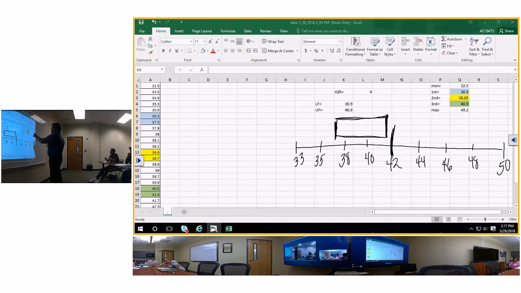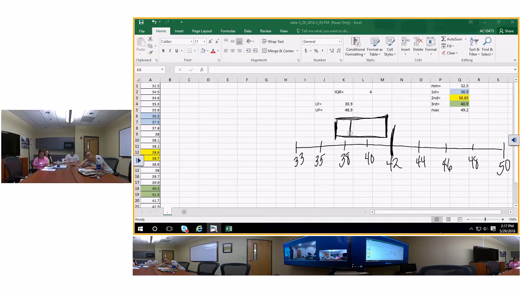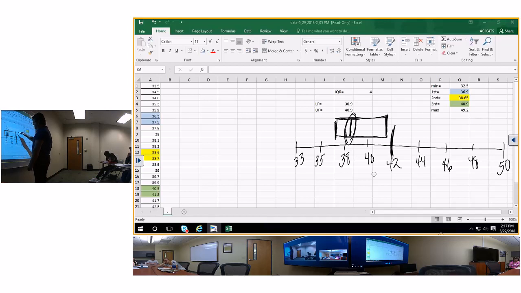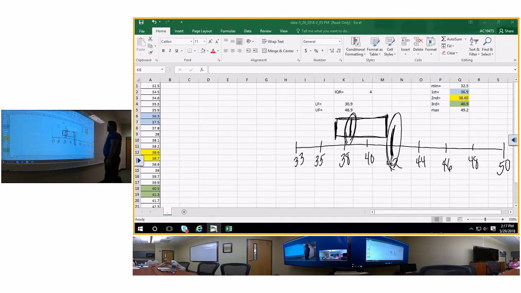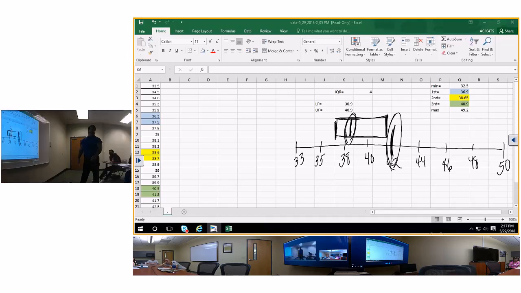Where is the middle? I mean, your median. Your median is 39. Where is that middle? Where's this supposed to be? It's supposed to be right there, but it ain't. So that means that your curve looks like this. So that means it's skewed right. So you need to write that down.